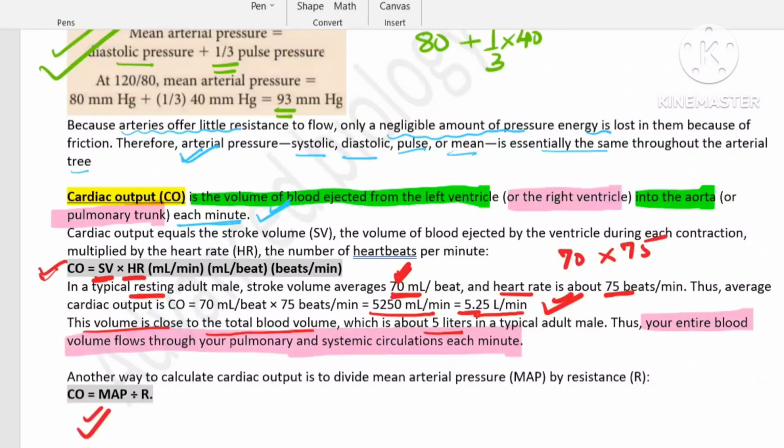Then how to calculate mean arterial pressure? That also I gave you the formula: the diastolic pressure plus 1/3 of the pulse pressure. And how to calculate pulse pressure? That is the difference between the systolic pressure and diastolic pressure. So I hope this video will be helpful to solve the numerical questions related to these topics.